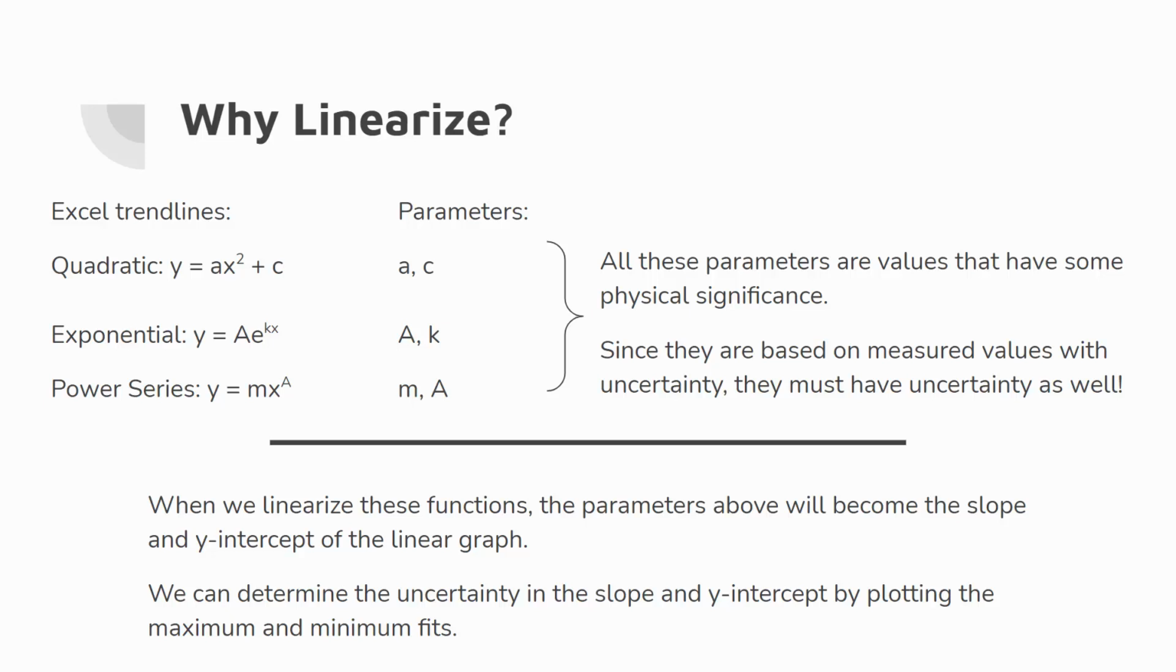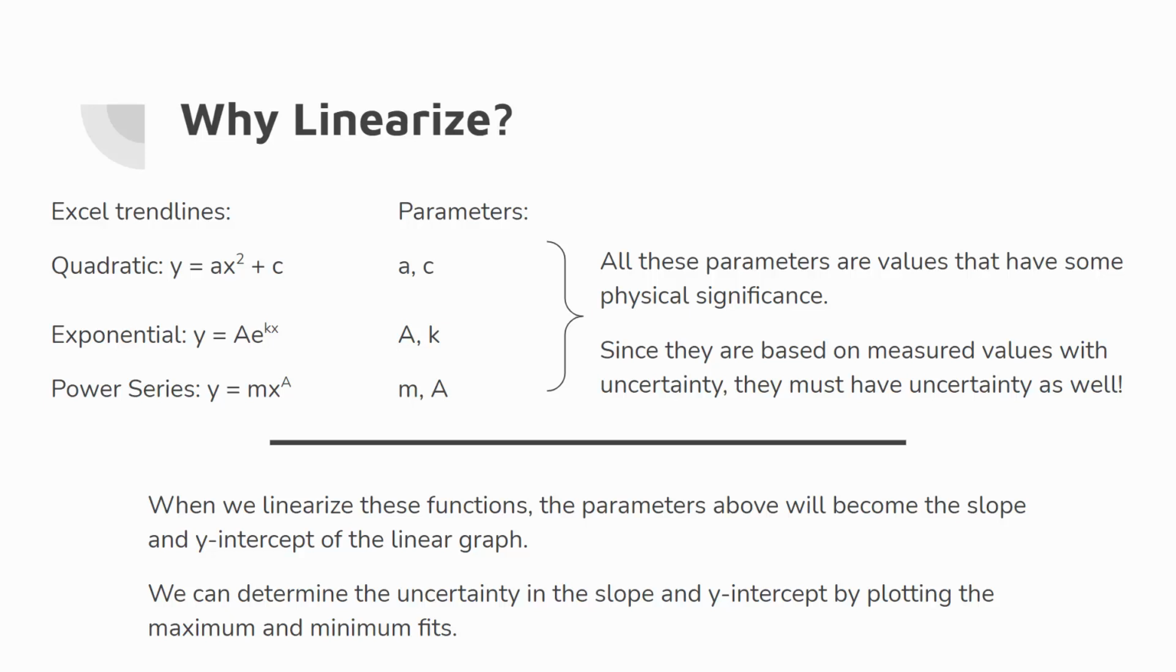And since these are values based on measurements that you made, those measurements having uncertainty, these parameters should have uncertainty as well. For instance, when we did the free fall lab, the spark timer lab, we found a quadratic function, and we determined that the A parameter was actually 1/2 of the gravitational acceleration. That has physical significance, and we should have some uncertainty in that value since we determined it experimentally.